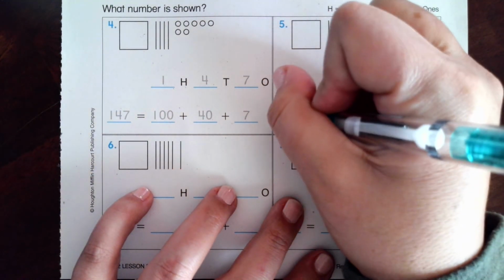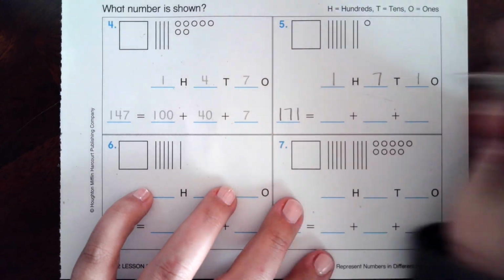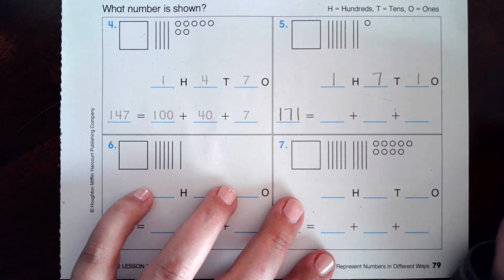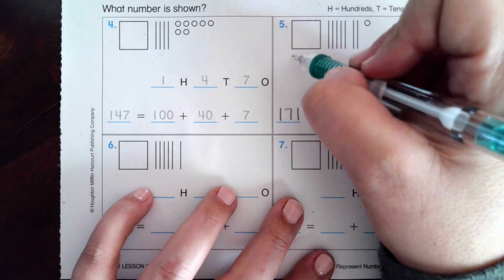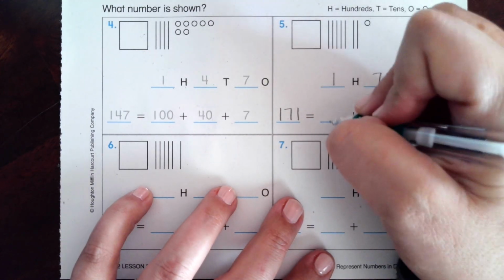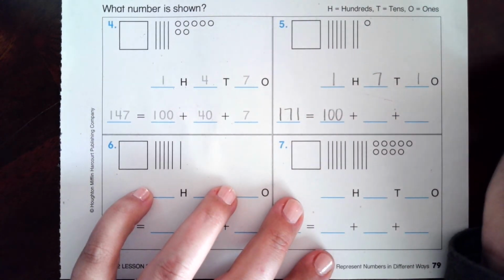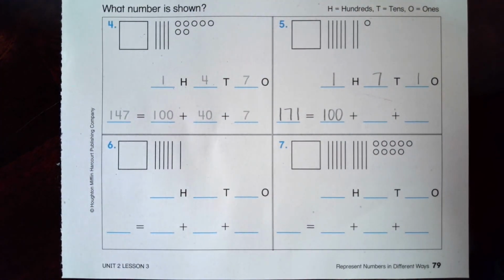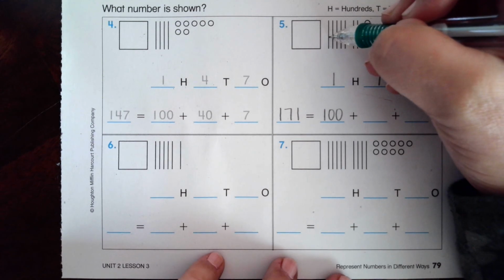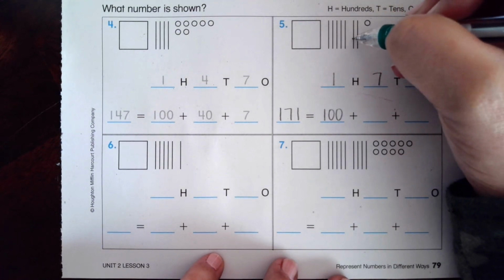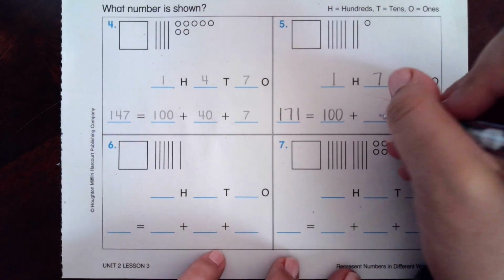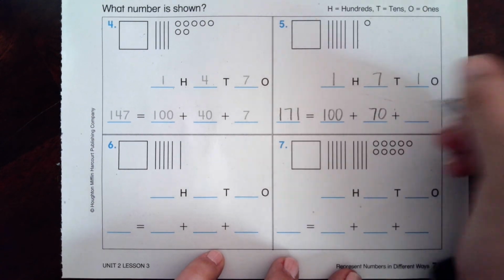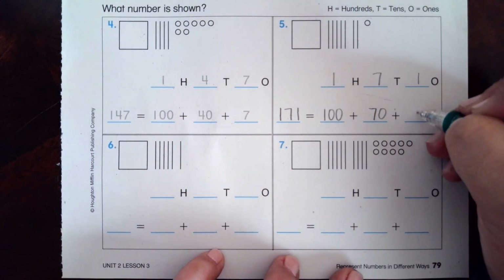171. So I can write 171, and now I'm going to write it in expanded form. So I have 1 hundreds box. The value is 100. I have 7 tens. So if I count by 10 7 times, 10, 20, 30, 40, 50, 60, 70. And then I have 1, 1.